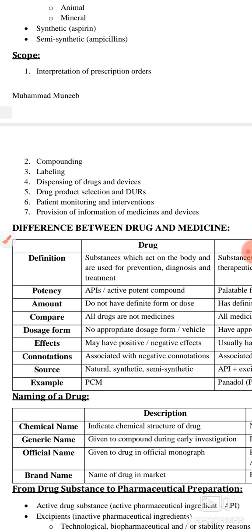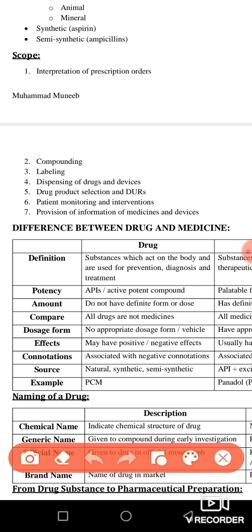Now we see the scope of pharmacy. The scope of pharmacy includes interpretation of prescription orders, so you can tell the patient that if you have such a disease, this drug will be suitable for you. You deal with compounding, the preparation of the drug, the manufacturing of the drug, and labeling, the name and the company name. You are also dispensing drugs and devices from the factory to different shops and pharmaceutical clinics.